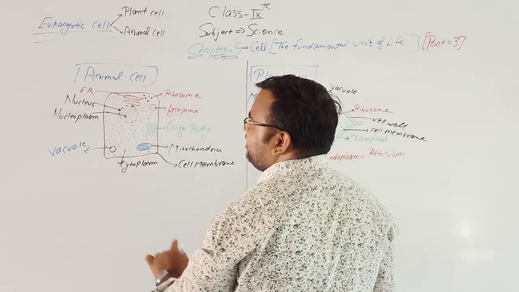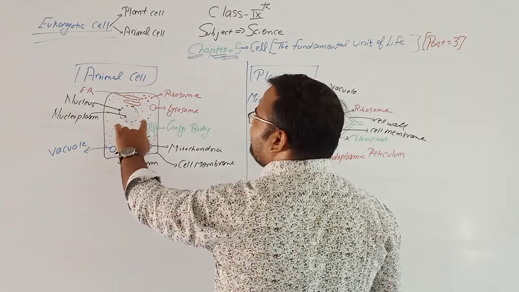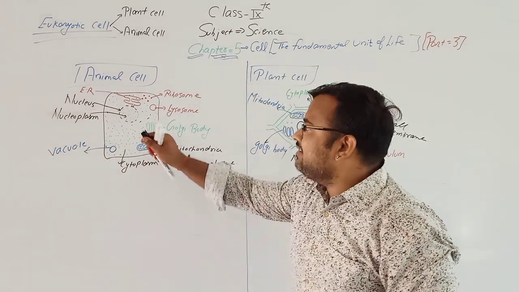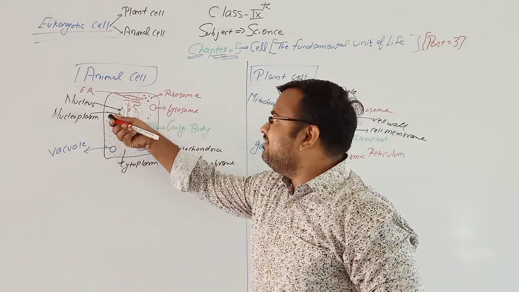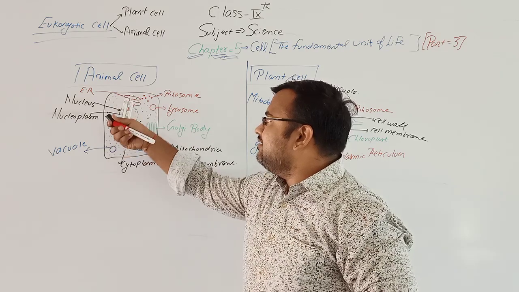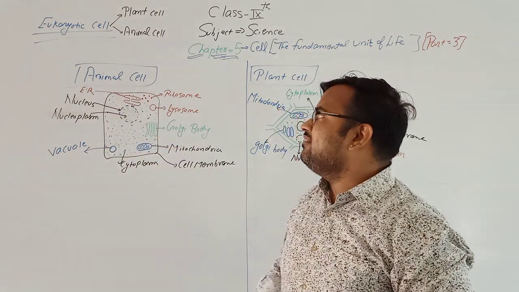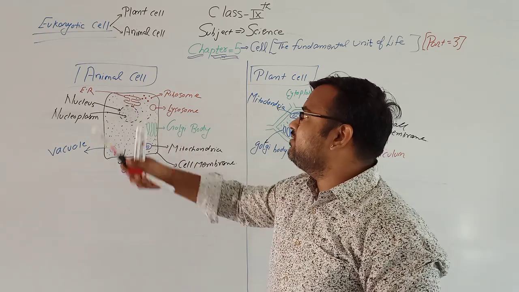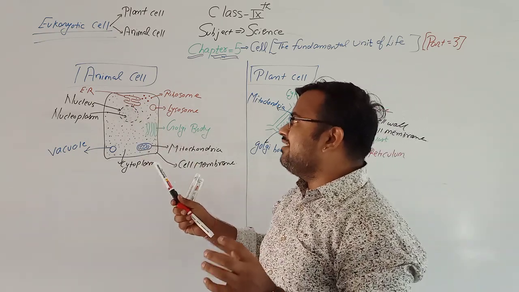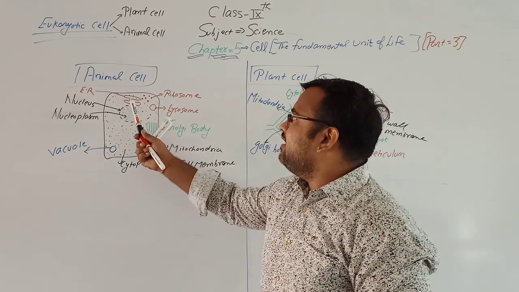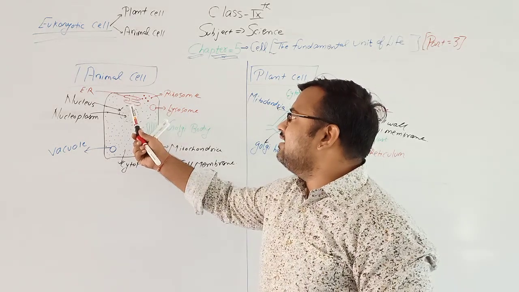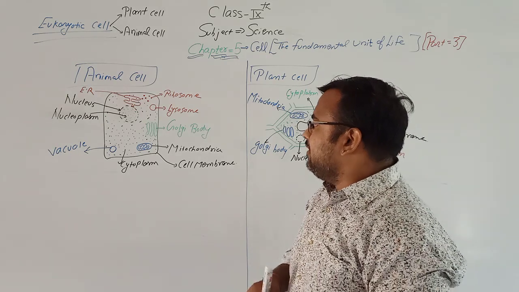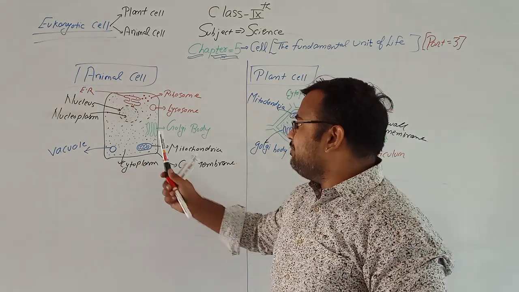The liquid material which is present inside the nucleus is known as nucleoplasm, and this red structure is known as endoplasmic reticulum. This strap-like, branched structure is attached to the nucleus and it is known as endoplasmic reticulum. Now this is cytoplasm, vacuole and mitochondria.